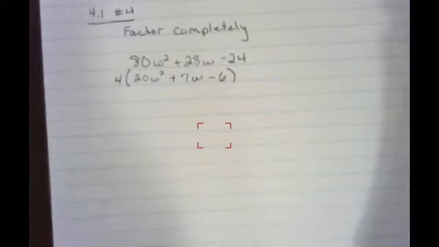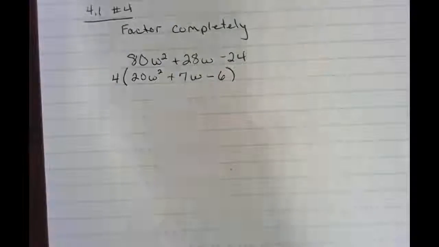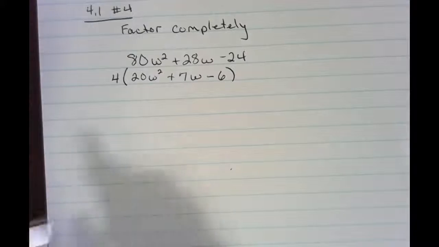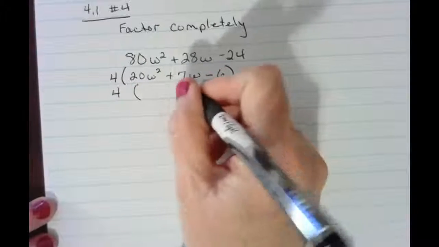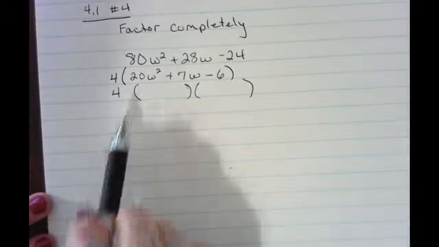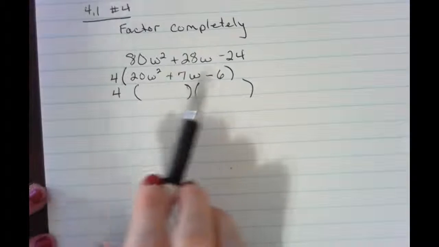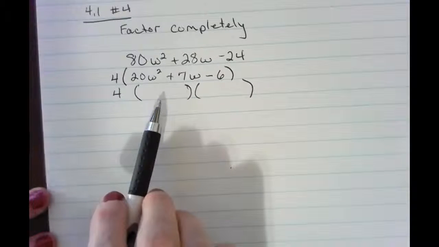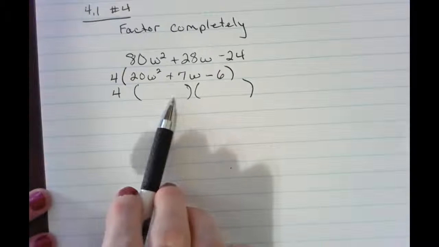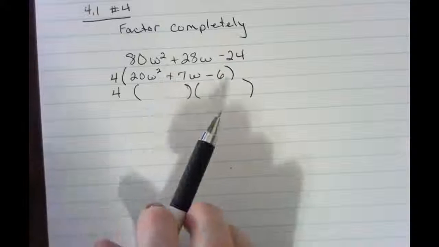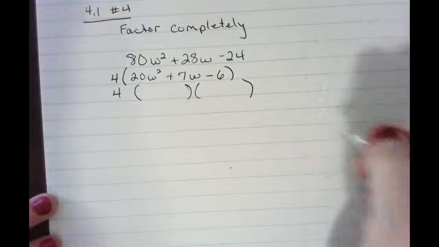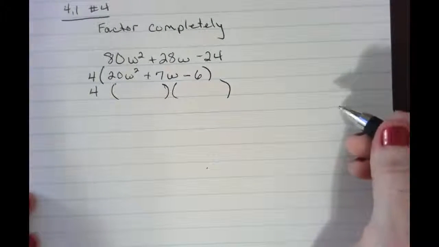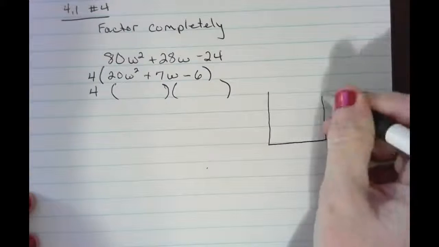So I factored the 4 out, and then I'm left with 20w squared plus 7w minus 6. And we're not done yet. I want to see if I can factor this some more. So I have 4, and I'm going to see if I can factor it. Since this is a quadratic expression, I'm going to see about reverse foiling. Now, there's different ways we can do this. We can do it trial and error. You may have learned a different method. I like using what's called the box method. So I'm going to come over here to the side, and we're going to use the box method to factor this.